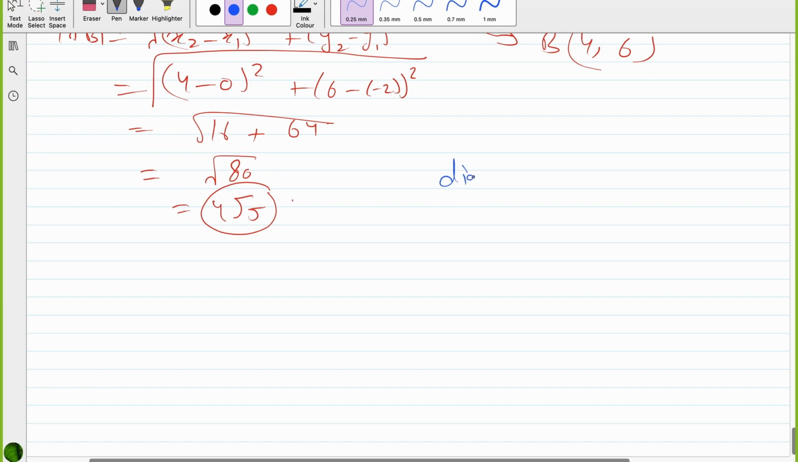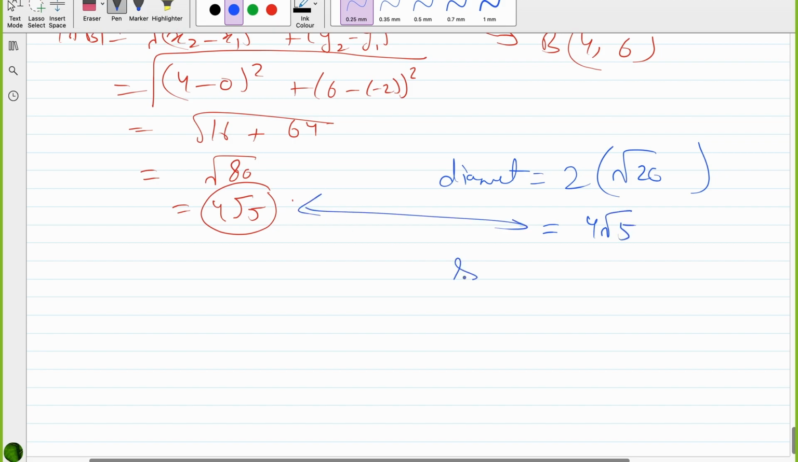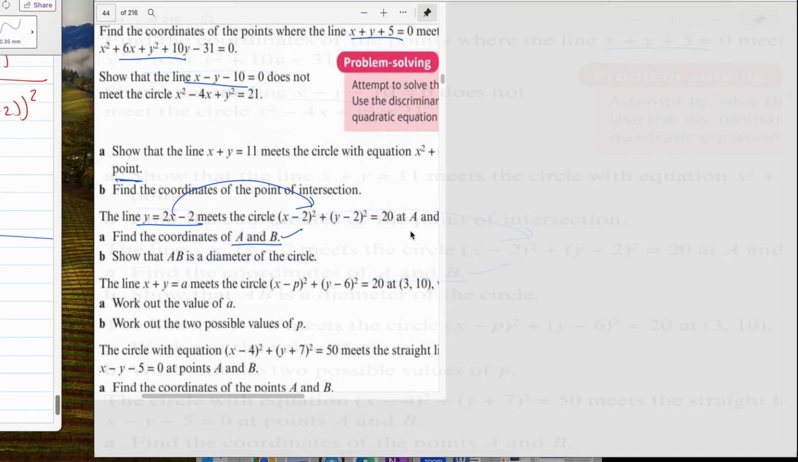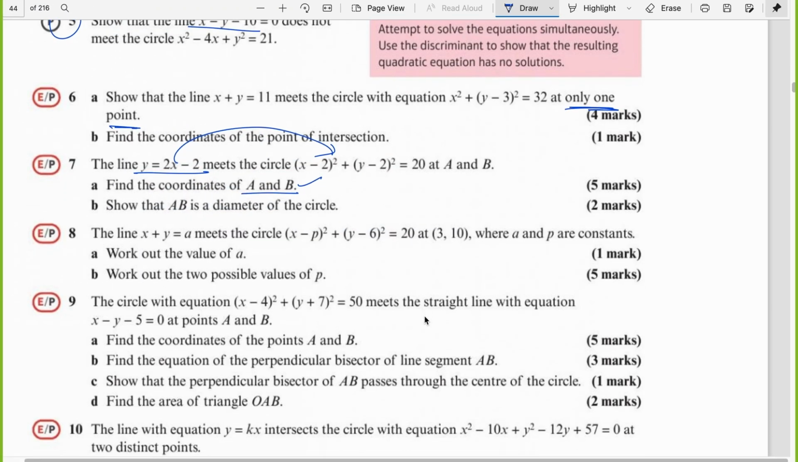So diameter is equal to 2 times square root 20. And let me check, 2 square root 20 is exactly 4 square root 5. So shown. Any confusion? Okay, let's see if we have something different.